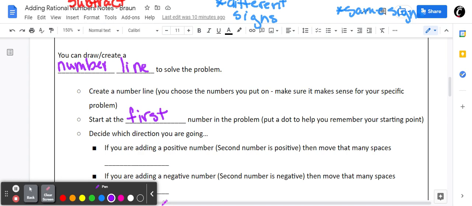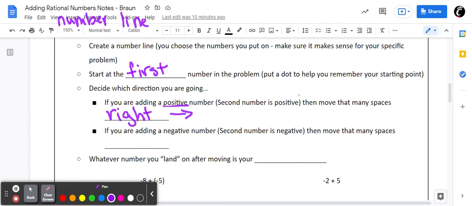If you are adding a positive number, so the second number is positive, then we move that many spaces to the right. So again, if we are adding a positive number, we move to the right. If we are adding a negative number, our second number is negative, then we move that many spaces to the left. So we are going this way. And whatever number you land on after moving is your answer.